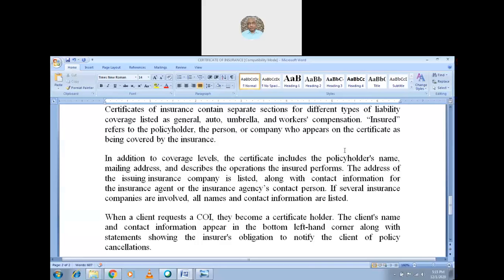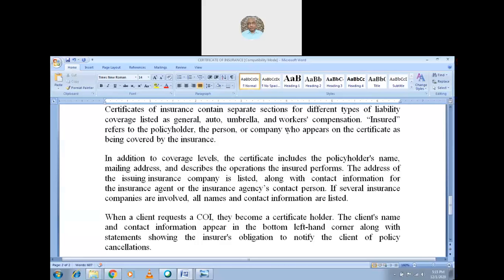The address of the issuing insurance company is listed along with the contact information for the insurance agents or agencies, or contact persons. If several insurance companies are involved, all names and contact information are listed. When a client requests a COI, they become a certificate holder. The client's name and contact information appear in the bottom left-hand corner, along with the statements showing the insurer's obligation to notify the client of policy cancellations.